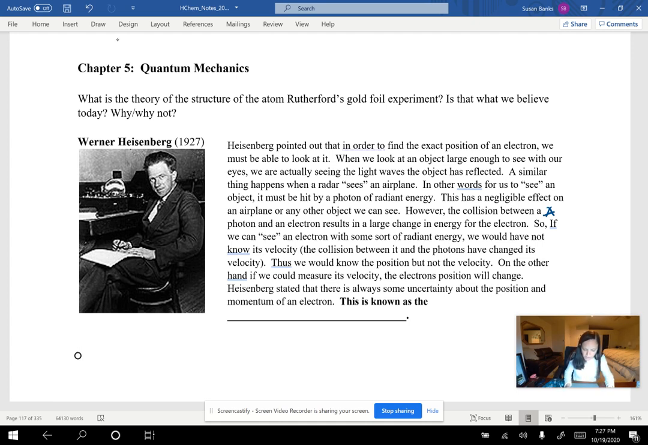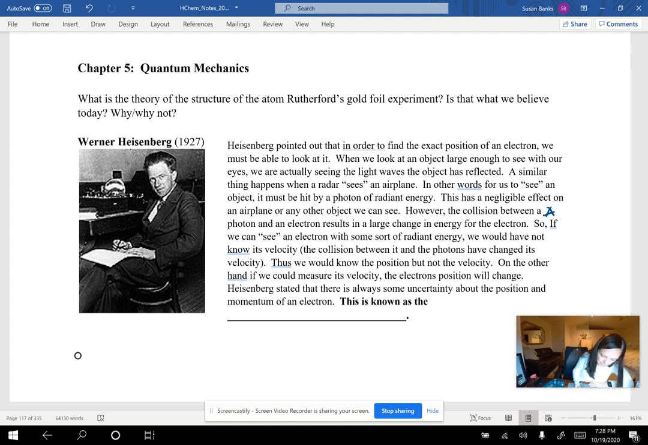On the other hand, if we can measure the velocity of the electron, the position changes. Now, I want you to remember that the electrons travel almost at the speed of light within those atoms. So the velocity is so quick that if we do know the velocity, the position is going to change so quickly that we're going to lose that electron again. Okay? So Heisenberg stated that there was always some uncertainty about the position and the momentum of an electron.